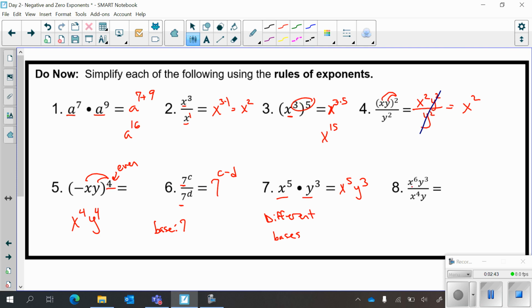For number 8, you're going to work with the x's first. 6 minus 4 would be x to the 2nd power. I'm subtracting because we're dividing. Then you're going to work with the y's. We're going to keep our base and subtract the exponents. This is going to be 3 minus 1, which is y squared. Keep in mind that you could choose to write this as xy squared.